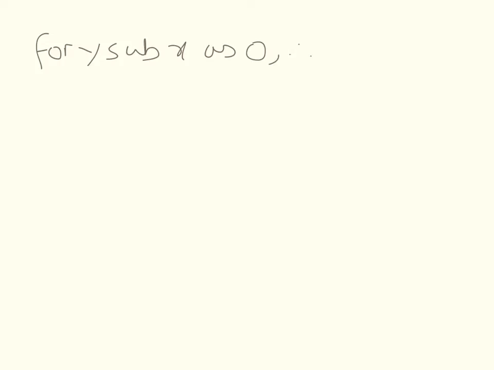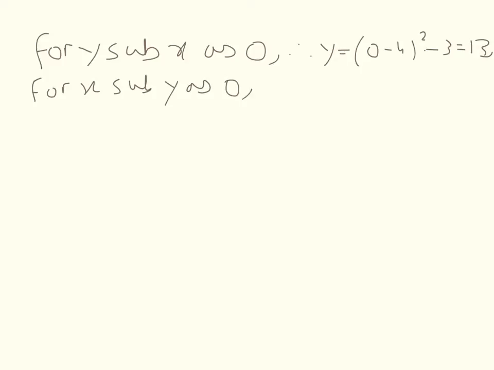So what I'm left with now is y is equal to 0 minus 4 whole squared minus 3, which is equal to 13. Right. And for x, I'm going to write it a bit smaller. For x, I'll sub y as 0. And therefore, what I have left is x minus 4 whole squared minus 3, which is equal to 0. What this will now leave me with is x squared minus 8x plus 13, which gives me 0.